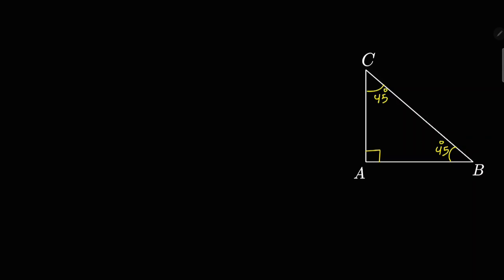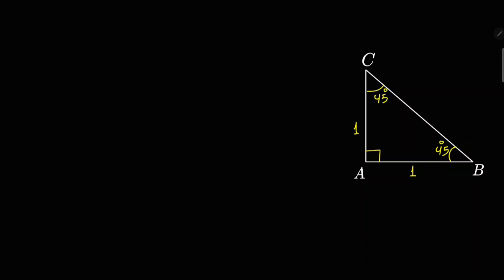So to find them, if we give a length of AC, for example, equals 1, we can see that AB must equal 1 as well, because ABC is an isosceles triangle. And we can calculate the length of CB using Pythagoras theorem.